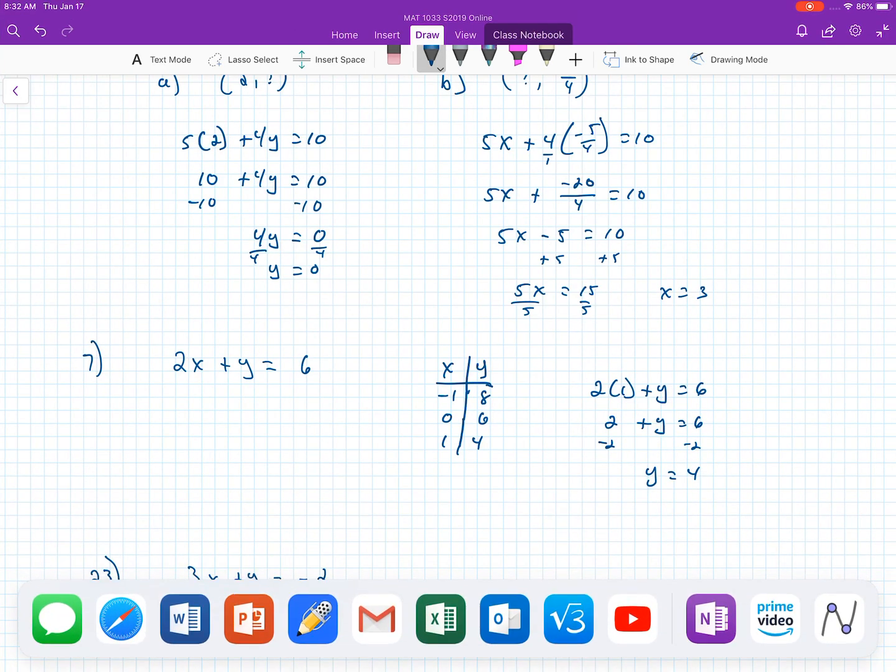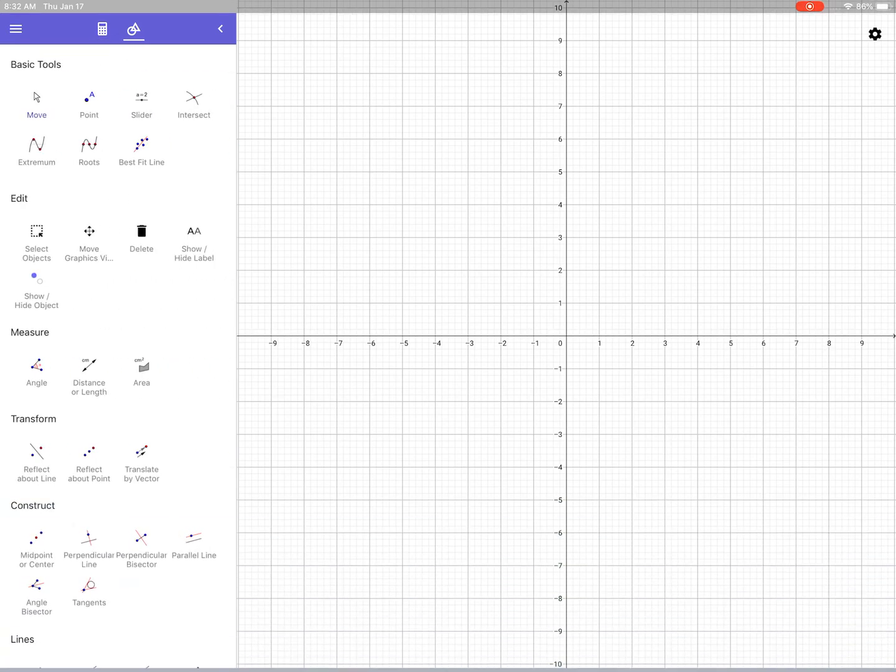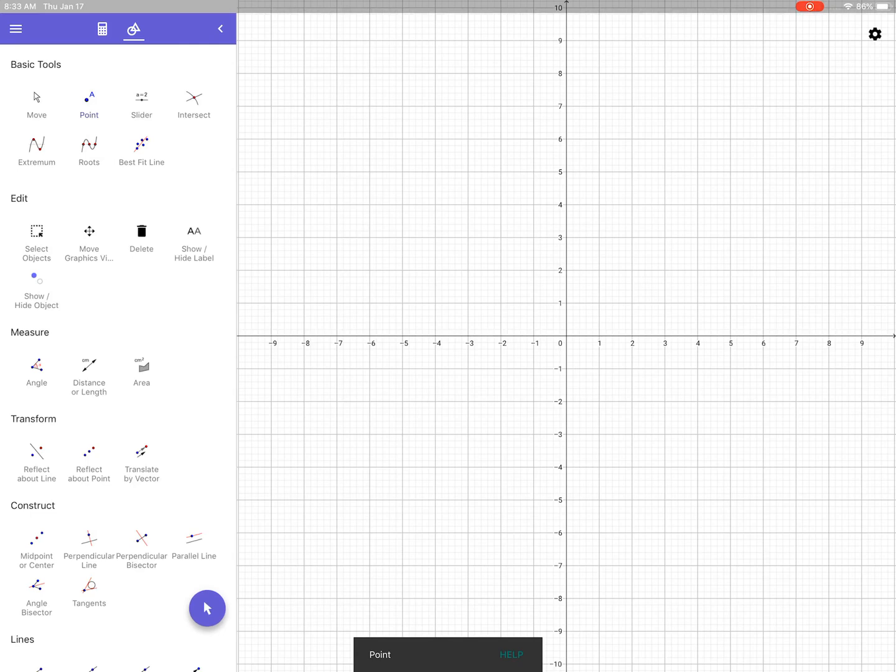So I'm going to go back here to my GeoGebra, and I'm going to go ahead and plot those points. Let me just make sure that I pick the right points. My next point is going to be (-1, 8). So I go to x is negative 1, and then I go up to 8, and that's my first point. The second point is going to be (0, 6). So I go to where x is 0, and then I go up to 6 on the y.